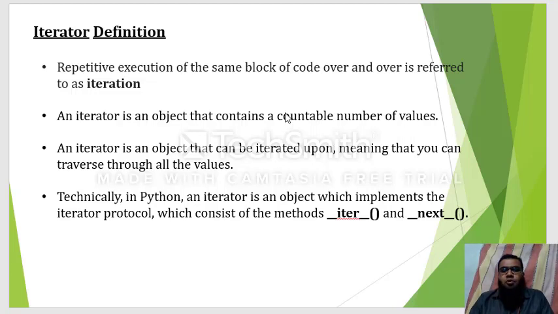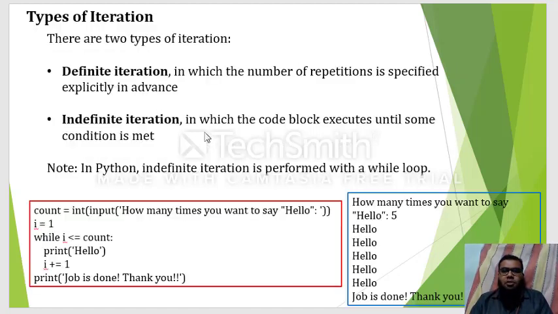So especially to work with these special kinds of data types called lists, tuples, sets and dictionaries, we use an iterator object to iterate the values from these kinds of data types. And especially we use the iter method and the next method to get the values from them. So that is the basic definition of an iterator. Next we see what the types of iteration are.